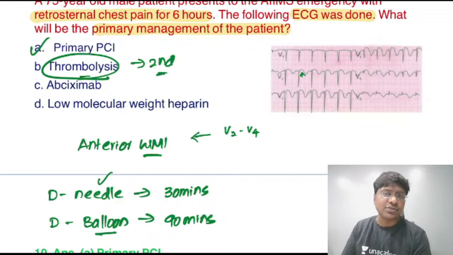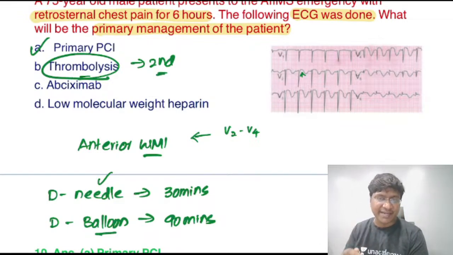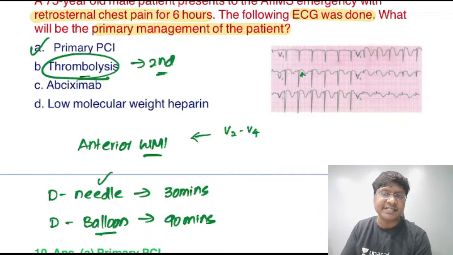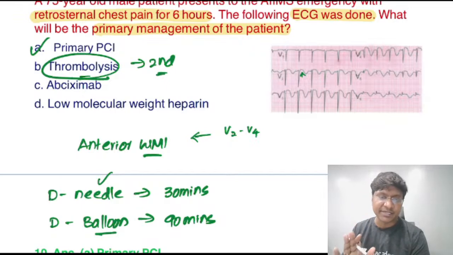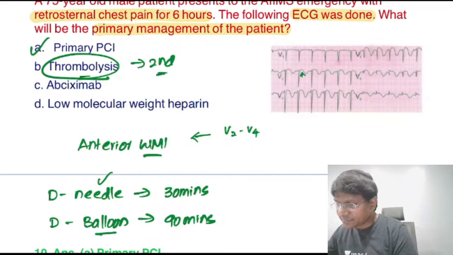And after doing the thrombolysis, if the thrombolysis has failed, immediately you need to transfer the patient from a non-PCI center to a PCI capable center. Immediately you need to shift the patient within 120 minutes, and immediately you need to get the PCI done. Okay, right. So that was the question.